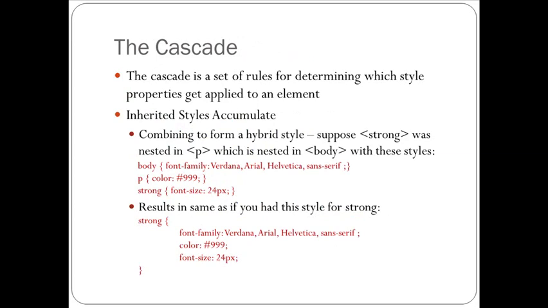So the cascade is a set of rules for determining which style properties get applied to any particular element. Inherited styles accumulate. Well, what do I mean by that? Well, they all combine to form a hybrid style. But suppose you have a strong element that was nested inside of a paragraph element, which is nested inside of the body element. Well, if that's true, because of inheritance, the font family would be Verdana, Arial, Helvetica. Because of inheritance, it would be a dark gray in color. And because the strong tag is being styled itself, it would have a font size of 24 pixels.